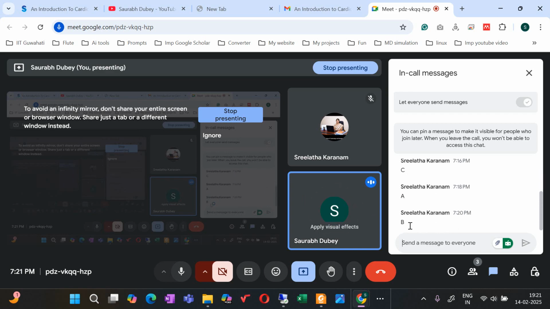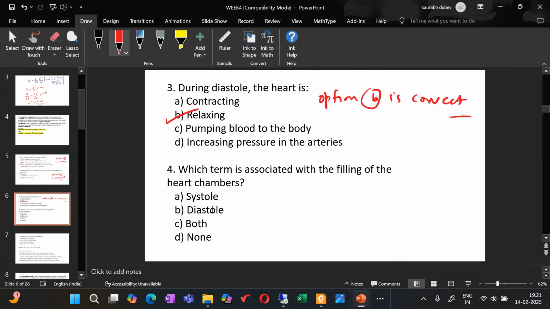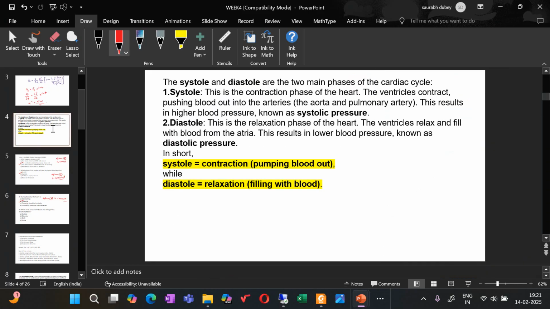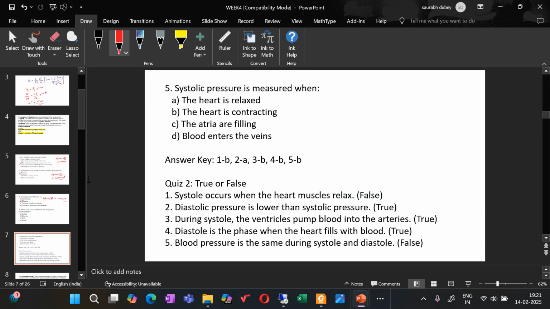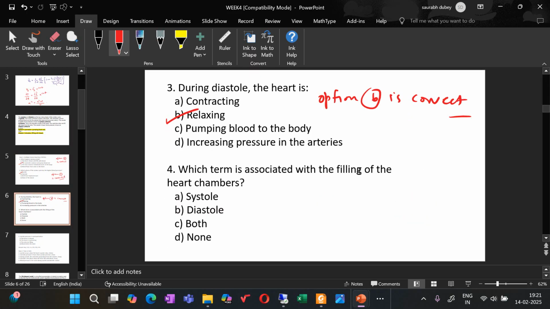B, you are saying. Let me see, diastole you are saying, right? Yes, filling up the blood, it's diastole. So option B is the correct answer.